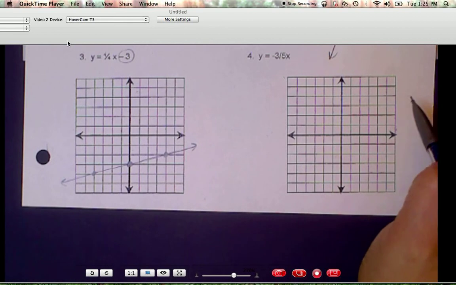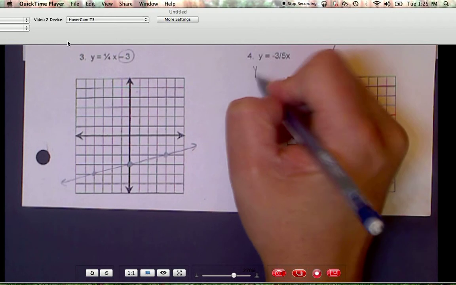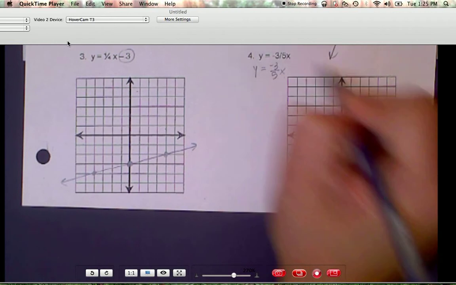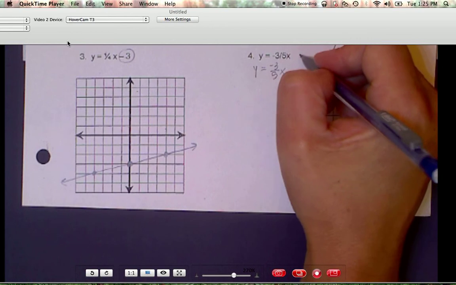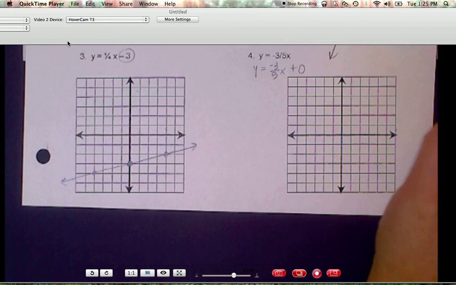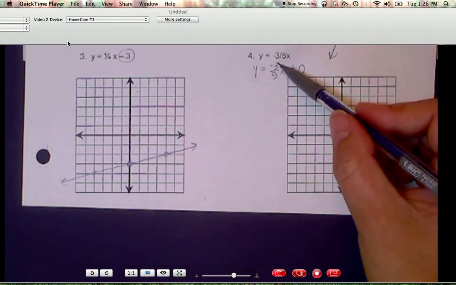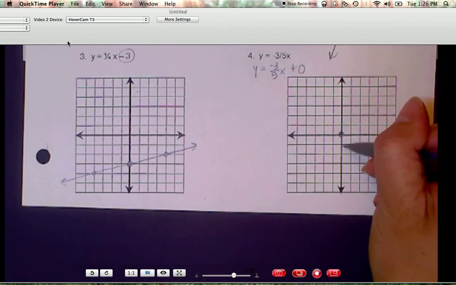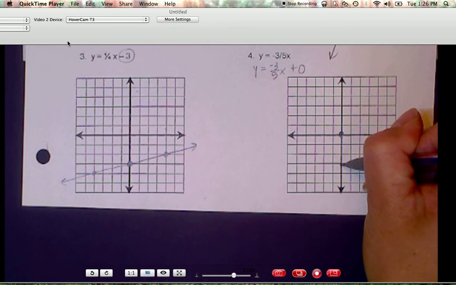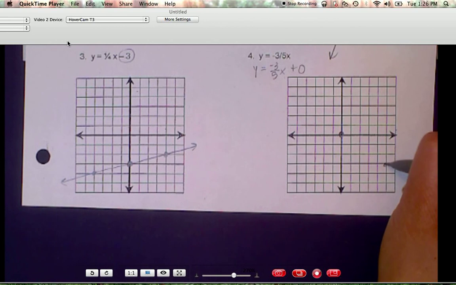What's up with number 4? What are we missing? We have a slope. It might be better if it's written like this. We're missing a y-intercept. Now if there's nothing there, what should we have? That's right, we want 0. So this is going through the origin, or through 0. So we start at 0, and our slope is negative 3/5. So we go down 3 floors, 1, 2, 3, and we go to the right 5: 1, 2, 3, 4, 5. Now it is okay to just do 2 points if you like.